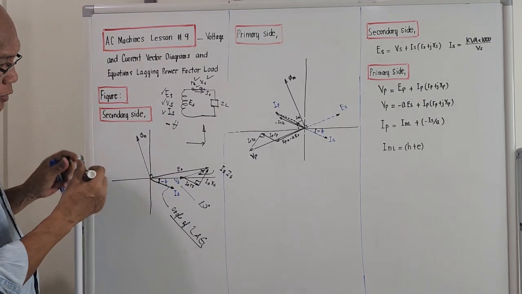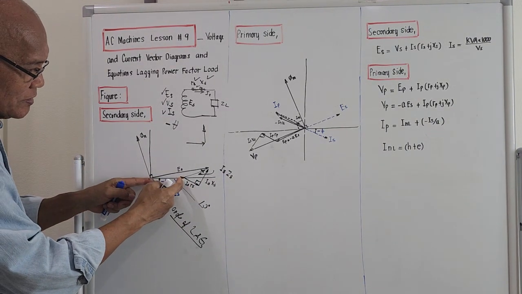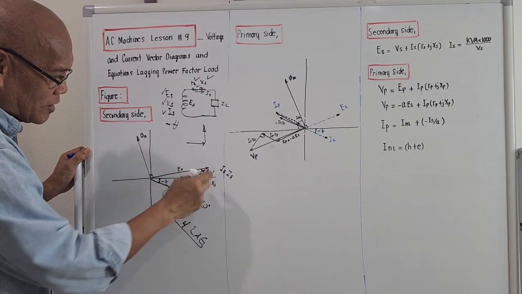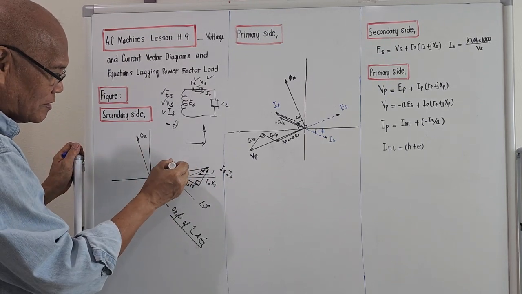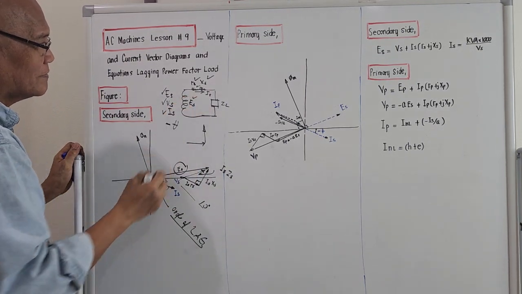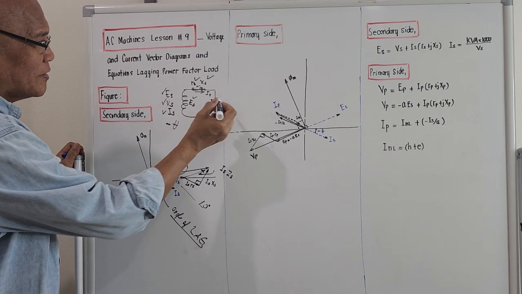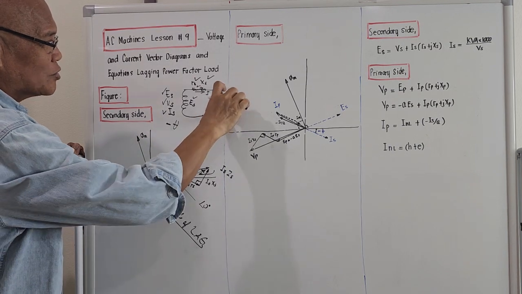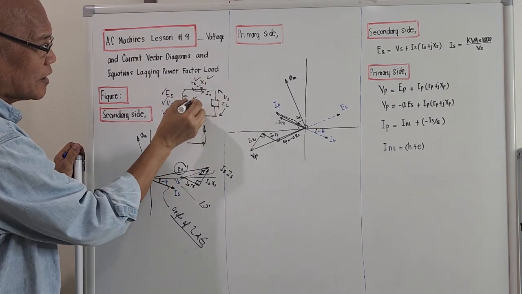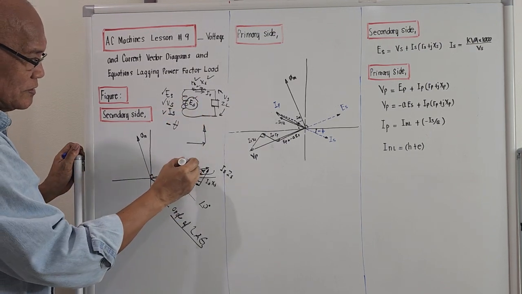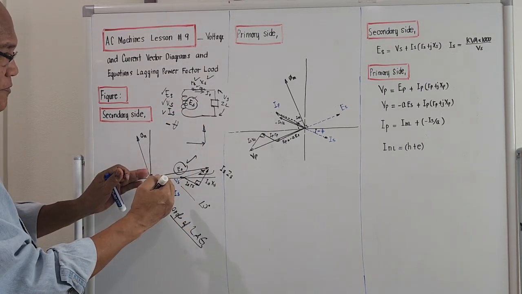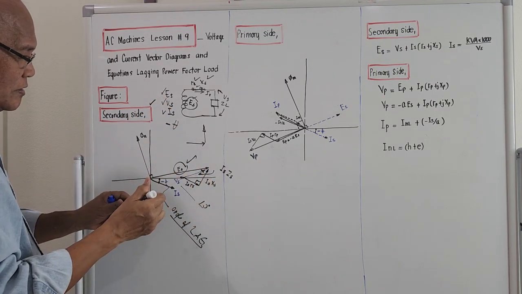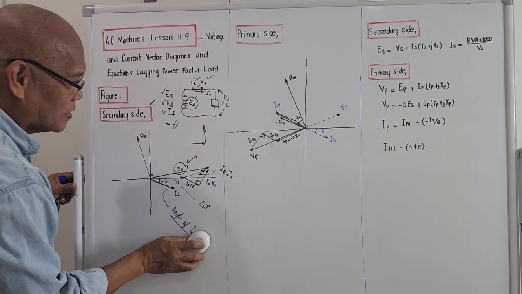Okay? So if we now add V sub S plus I sub S R sub S plus j I sub S X sub S, what will come out is E sub S. E sub S is this one. Okay? So the voltage across this is V sub S. We add this one to the impedance drop, and that is equal to E sub S. It is this. So the correct vector diagram of the voltage and current relations, considering the secondary side, is this. Okay, I will try to erase this one so it will look good.